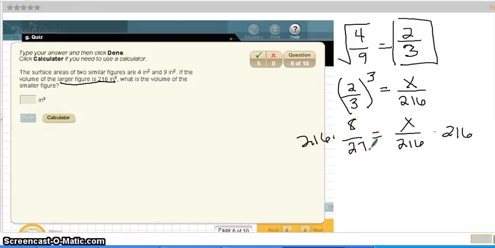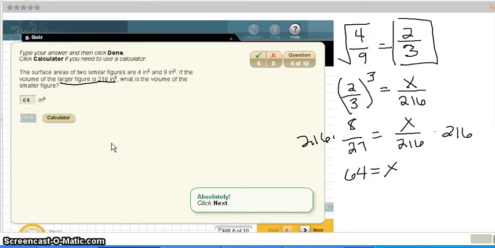And I get 64 when I do that. So the volume of our small figure is going to be 64. Again, just using those relationships between the surface area being the ratio squared and the volume being the ratio cubed.